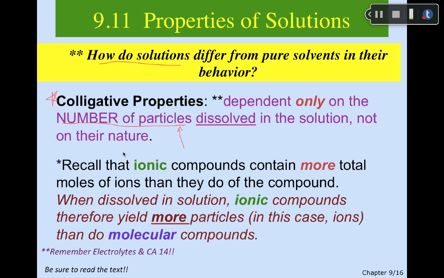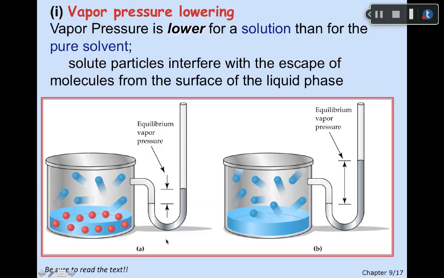The thing to recall and keep track of is that ionic compounds will always contain more moles of ions, more total moles, than they do of the compound. So when they're dissolved in solution, ionic compounds have more particles per mole than do molecular compounds. Be mindful of what was discussed with the electrolytes handout in Activity 14 in the Popel book.